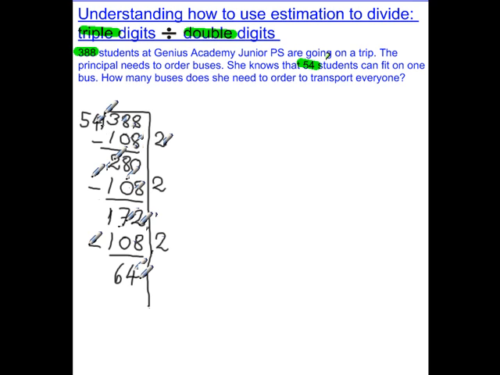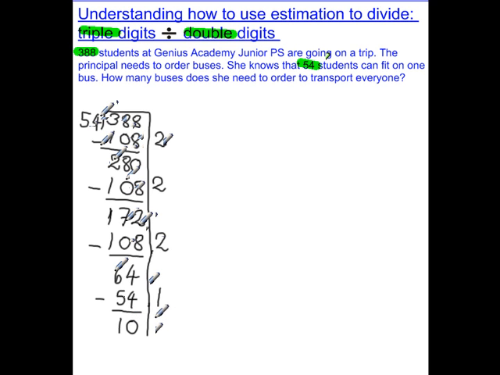And how many times do you think 54 goes into 64? Clearly, just once. So here I'm going to write 1. 1 more bus takes care of another 54 students. Let's subtract. 64 minus 54, that's easy, counting by tens. 10 students left. And how many times does 54 go into 10? Ha! It doesn't. Looks like that's a remainder.